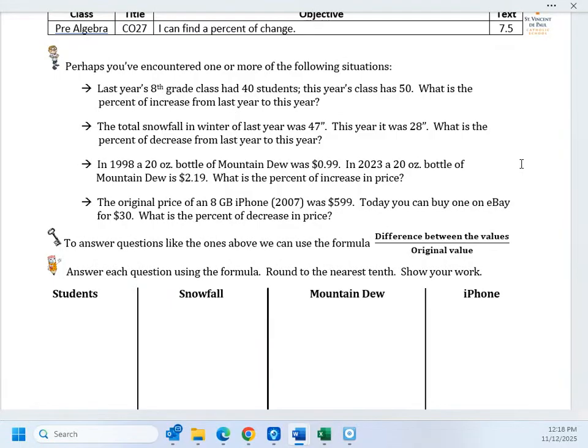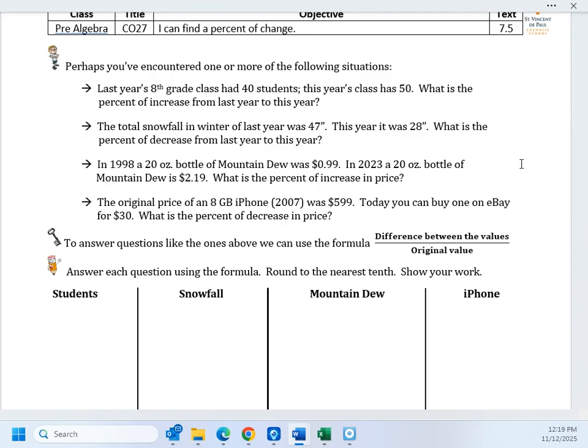These are easy peasy. We're getting into more complicated objectives, right? We're really having to work them through. Percent of change is a whole new concept for us. So we really need to rely on what we did know and be open to hearing what this new concept is. So perhaps you've encountered one or more of the following situations.